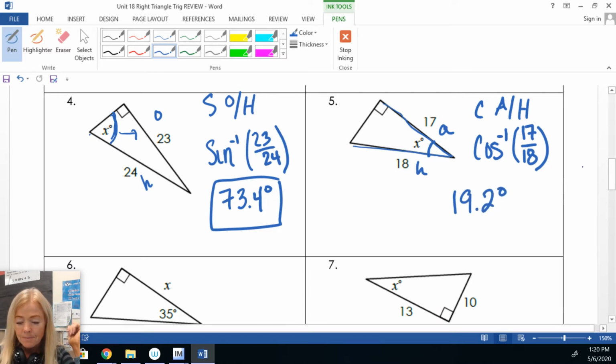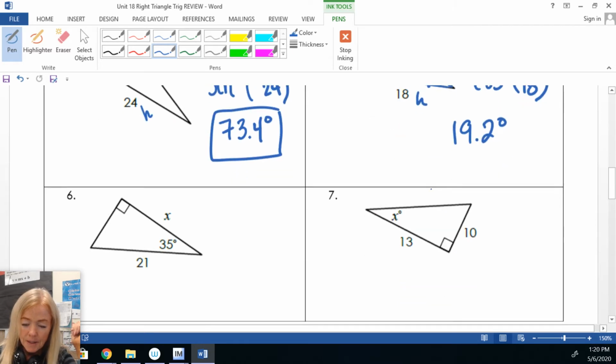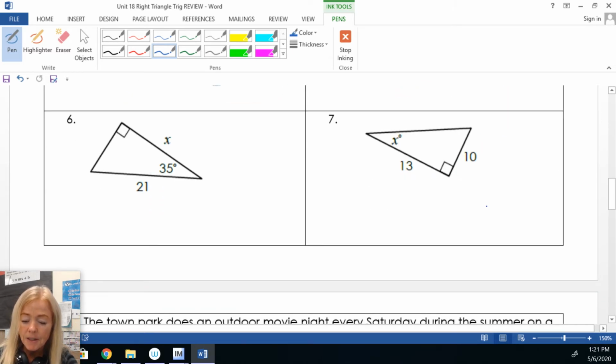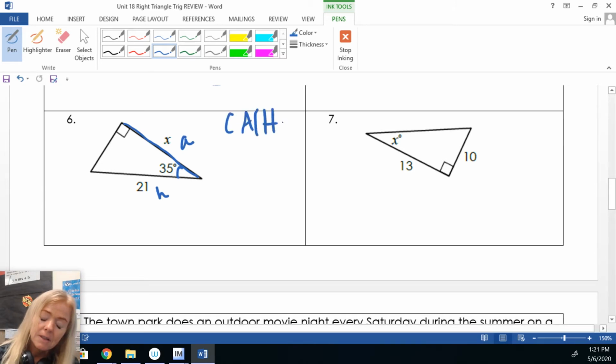Okay. Next up, we have number 6, which is an x. Also, we're looking for the side. Right here, it runs right into the angle, so it's adjacent. And then the 21 is the hypotenuse. Now, because we're looking for a side, we're looking for an equation. The trig function will be cosine, because that's SOH CAH TOA. It's an A and H.